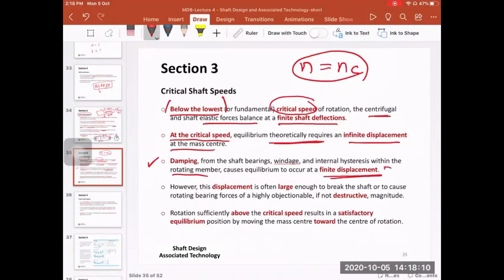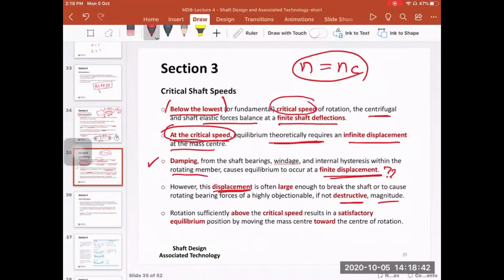But the problem with this finite displacement this time, when we have the critical speed, is that this displacement is quite large. It can produce destructive magnitude. So the magnitude of deformation or deflection in this case is quite large. It can break the bearings. It can bend the shaft itself. It can go beyond the yield strength of the material, and so on.